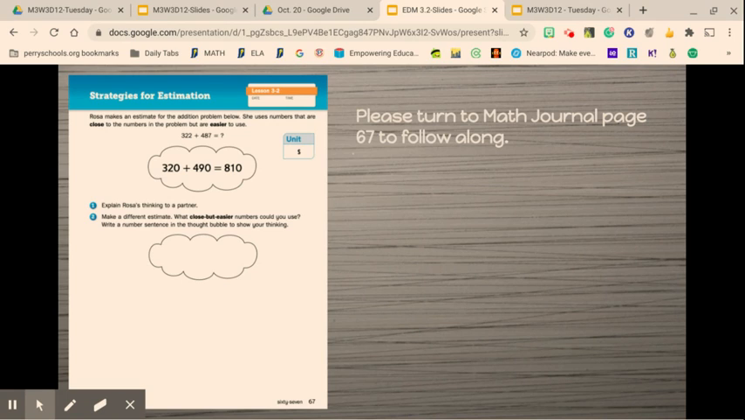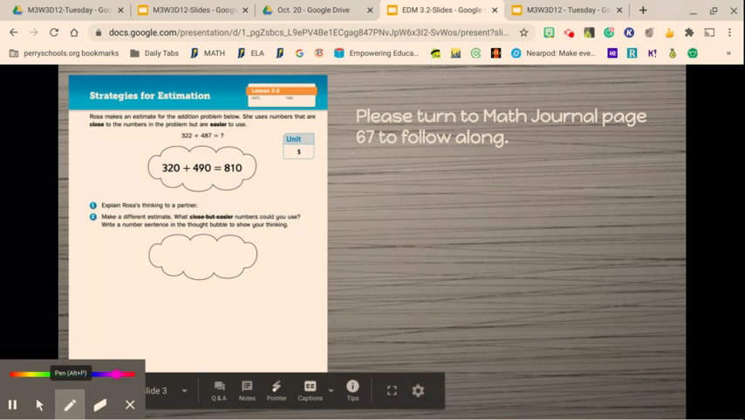Number 1 says, explain Rosa's thinking to a partner. Number 2 says, write a different estimate. What close but easier numbers could you use? Write a number sentence in the thought bubble to show your thinking. So our close but easier to use numbers are going to be the ones that end in 0. So for this problem, Rosa rounded to the nearest tens place. We can also round to the nearest hundreds place.